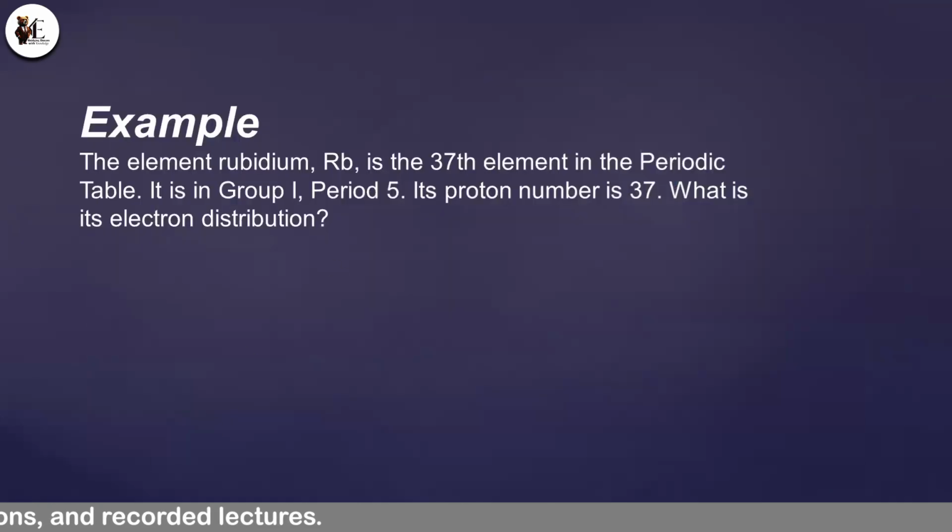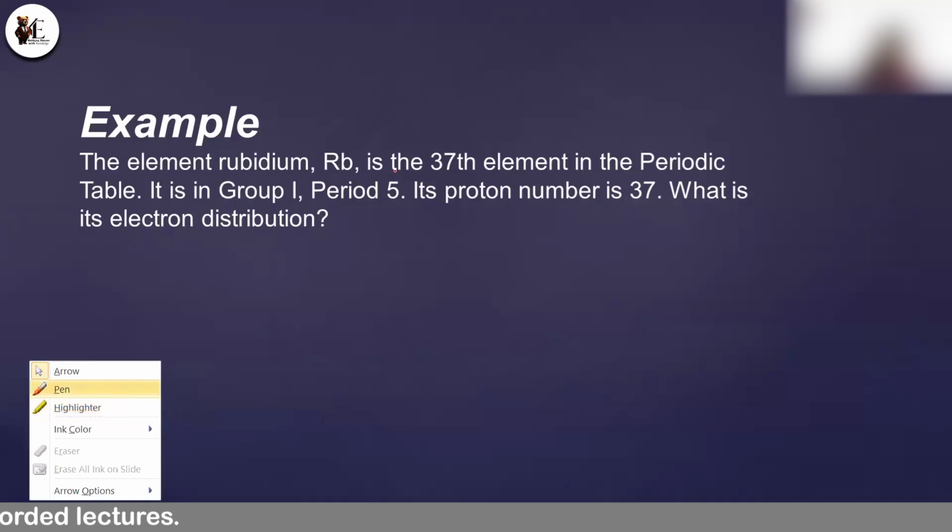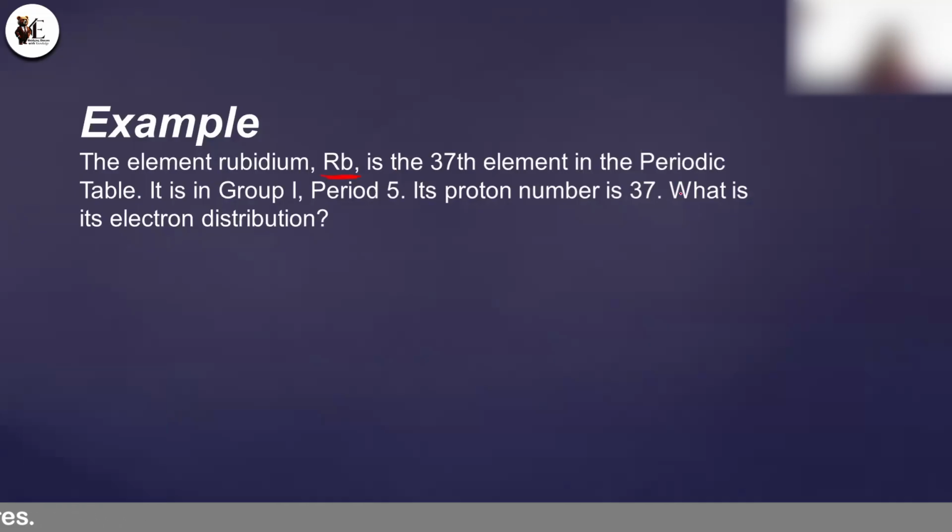Now there is an element which is rubidium. It is the 37th element in the periodic table, that means its proton number is 37. It is in group 1, period 5. Now tell me how many shells are there if it is in period 5?